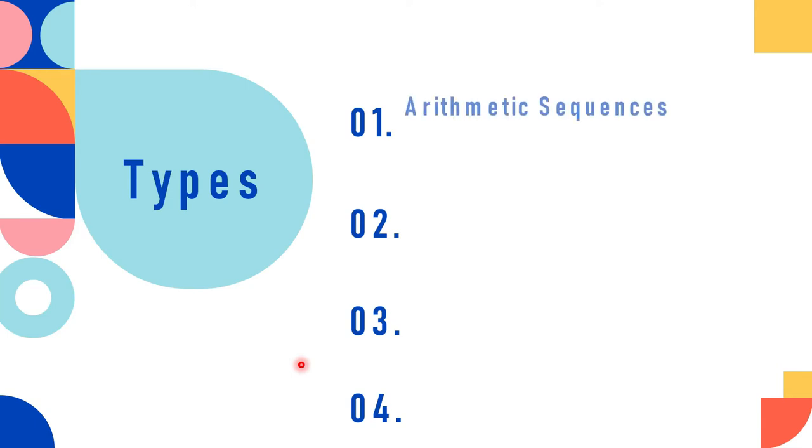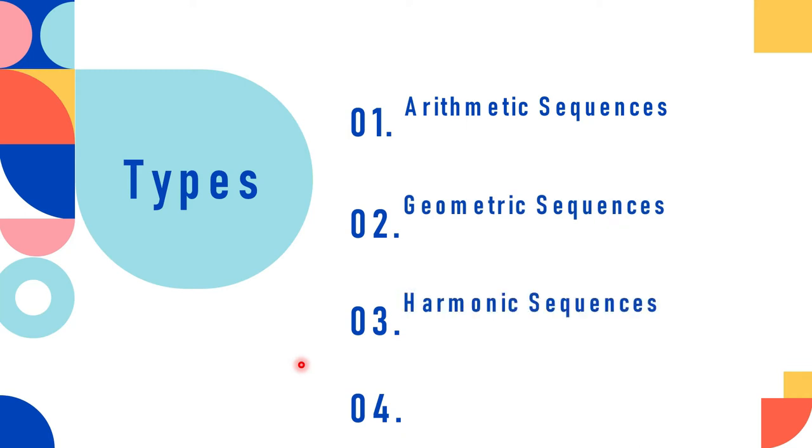Okay, now about the types of sequences. There are four. Number 1 is the arithmetic sequence. Number 2 is the geometric sequence. Number 3 is the harmonic sequence. And number 4 is the Fibonacci numbers.